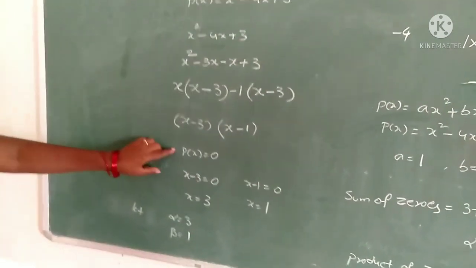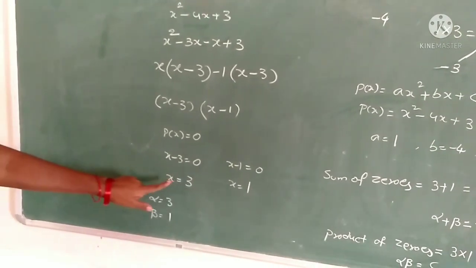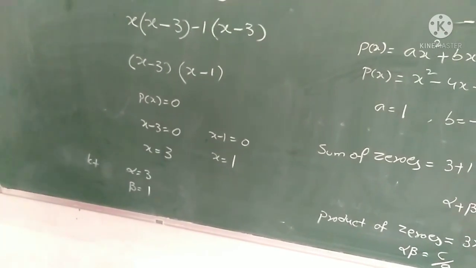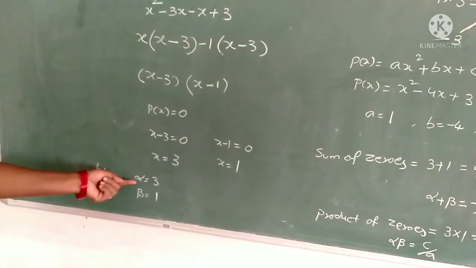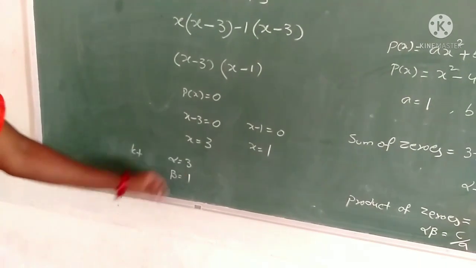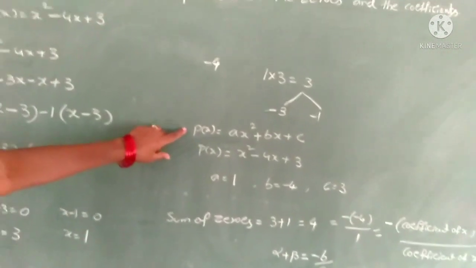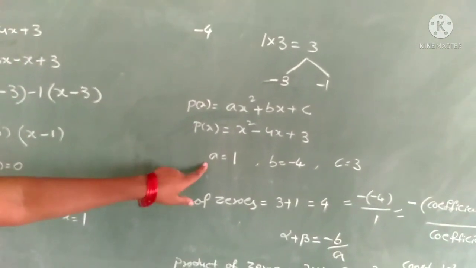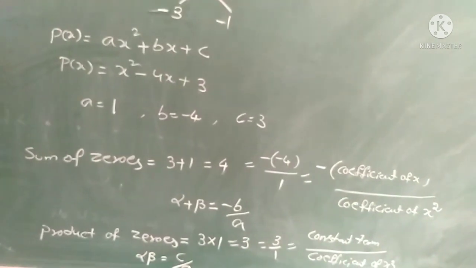Next, the quadratic polynomial has zeros. So x minus 3 equal to 0, x equal to 3. Next x minus 1 equal to 0, x equal to 1. Let the first zero be alpha equal to 3 and the second zero beta equal to 1. Next we compare the given quadratic polynomial with the general formula ax square plus bx plus c. So a value is 1, b value is minus 4 and c value is 3.